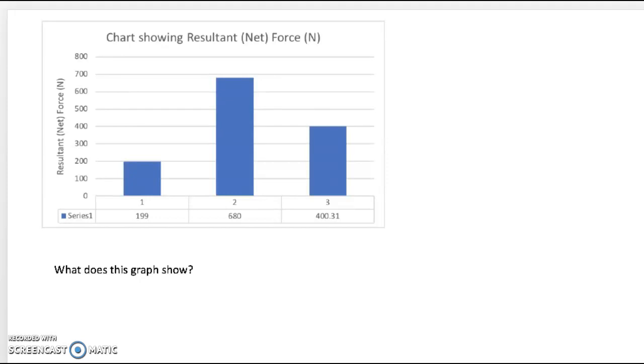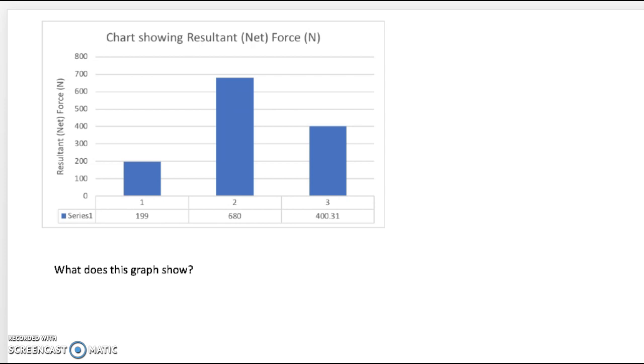This graph is showing resultant net force. So player number 1 has the lowest resultant net force, number 2 has the highest resultant net force, and number 3 has the mean one. So the lowest score was 199 newtons, the largest score was 680 newtons, and the mean score was 400.31 newtons.